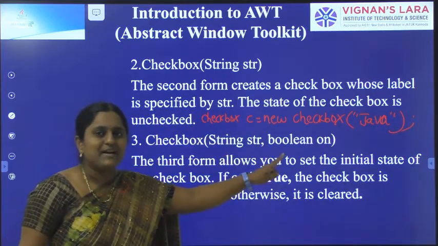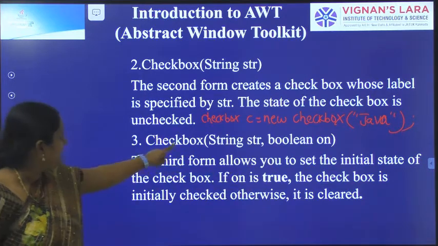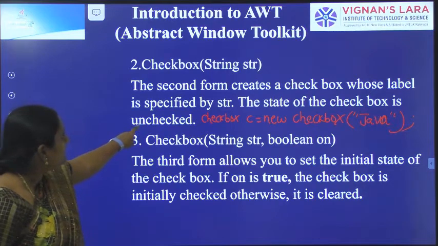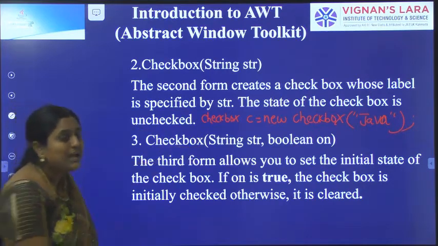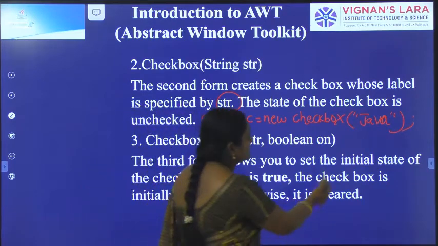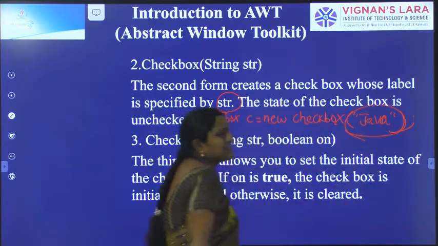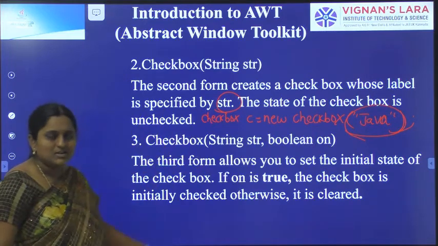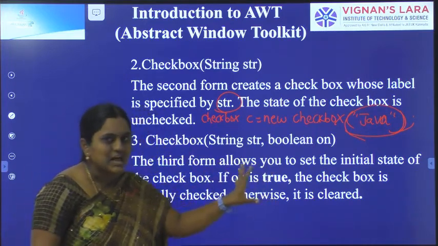The name is specified by the label. Here the second constructor creates a checkbox whose label is specified by str. Specified by str means whose label is specified by the string. So here what is our string? Java. The state of the checkbox is unchecked. So this state of the checkbox is also unchecked.